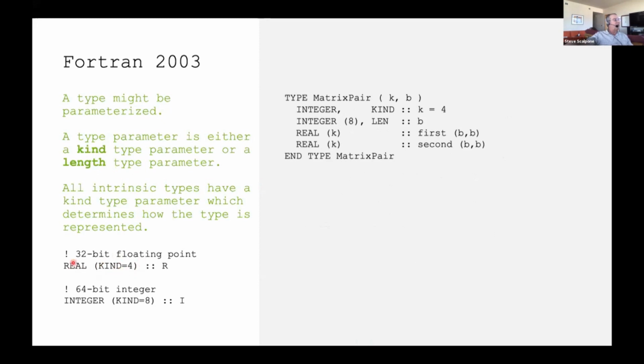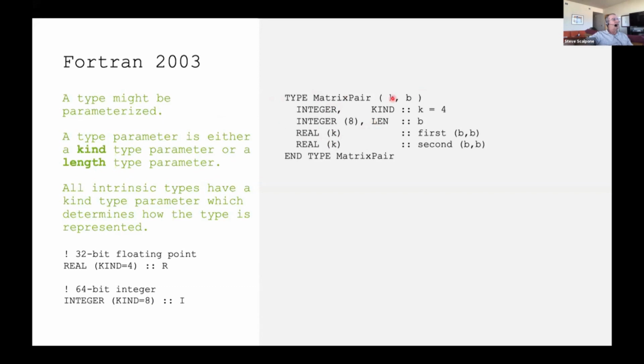So a 4-byte real, 32-bit float, the kind is 4. Here's an integer, kind of 8. Again, the convention would be 8 bytes, so 64-bit integer. And that can be passed in when you create a parameterized derived type. And here you see that the kind, whether it's a 32-bit or 64-bit real, can be passed in when you create the type, because this is where you'd specify the kind. Then there's a length parameter, and the length is used for array lengths, and has a special type len.